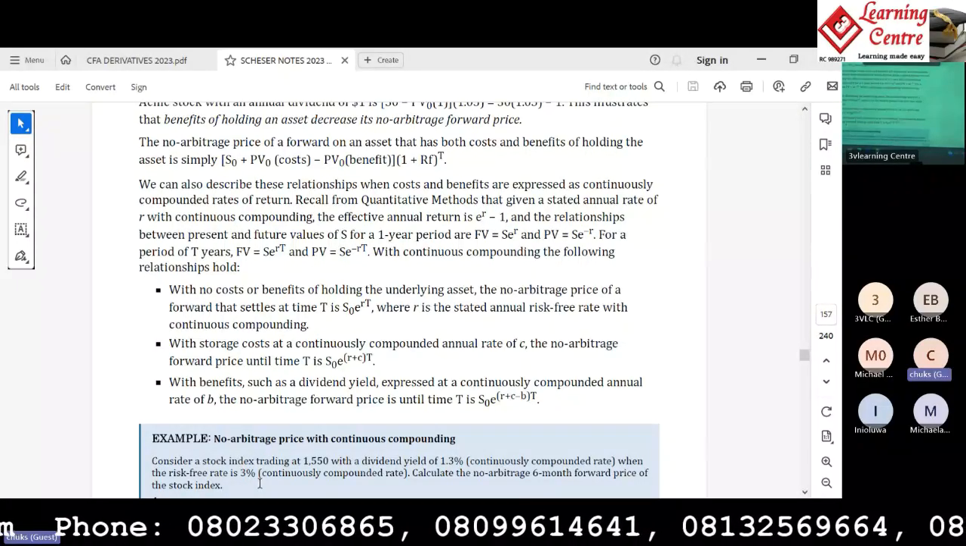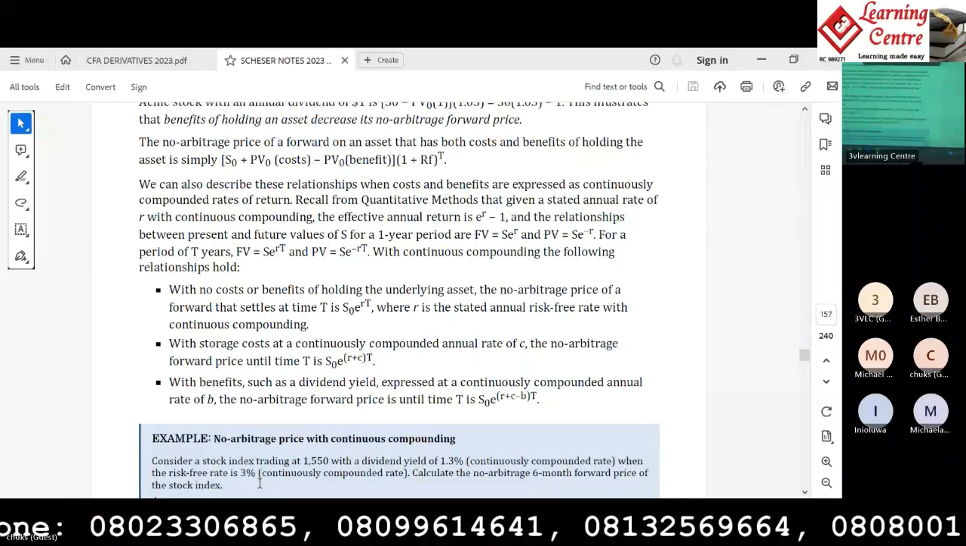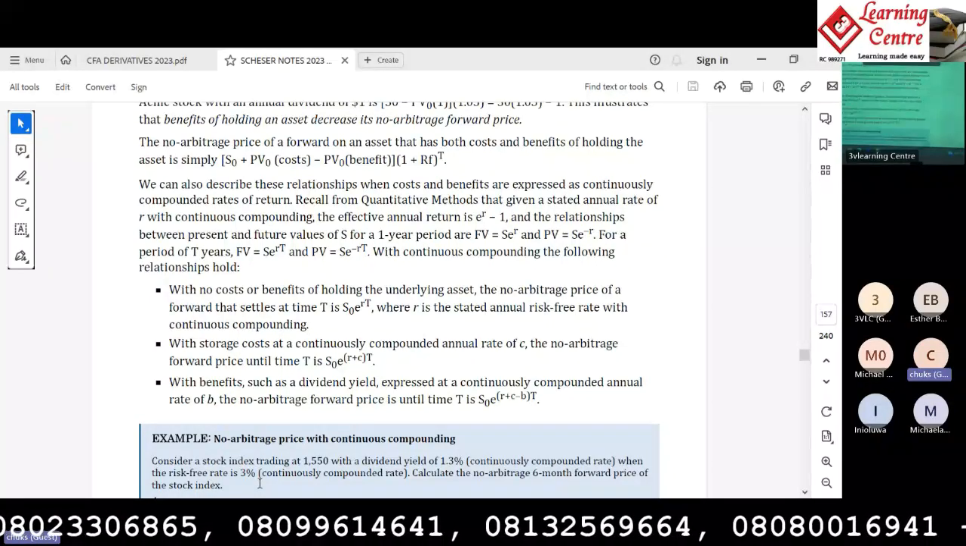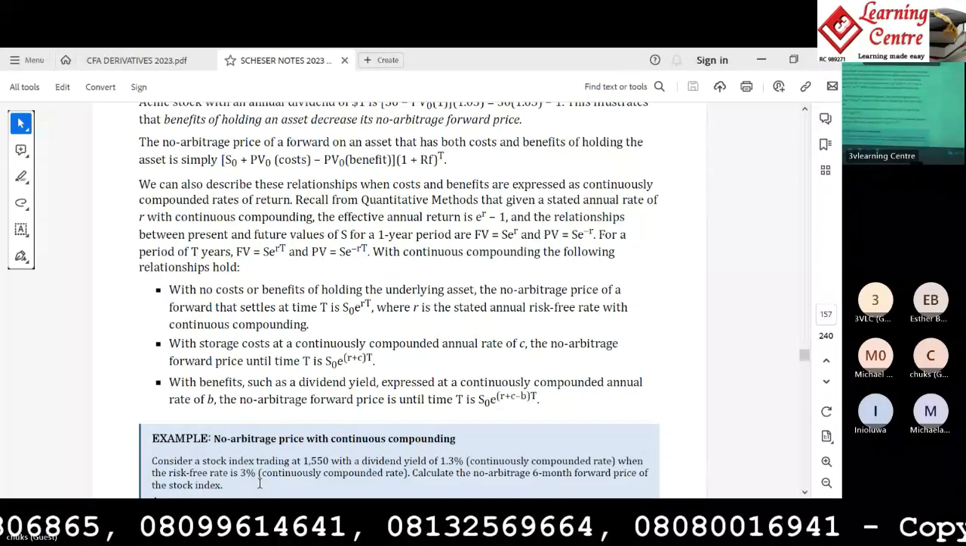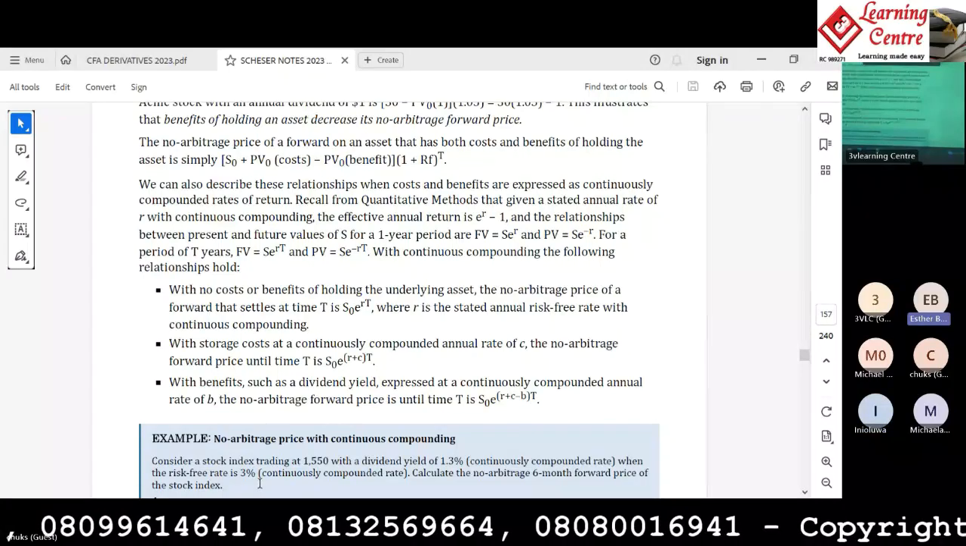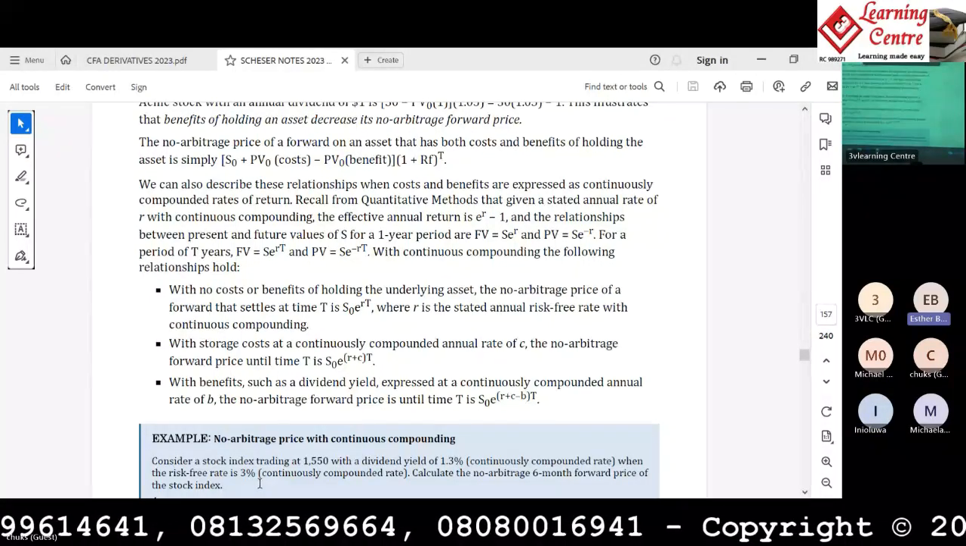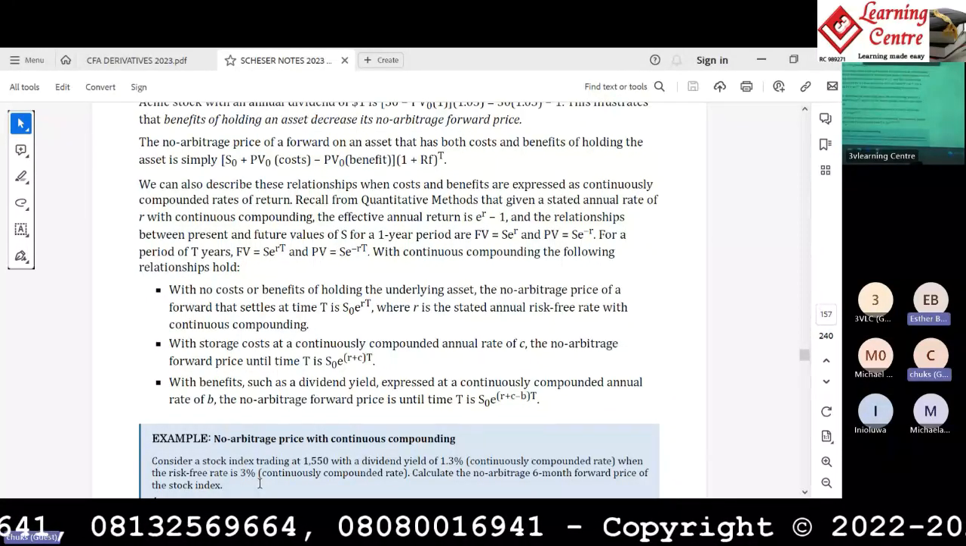So can you guys calculate it? Let me know what your answer is. Sorry, Mr. Chooks, did you say we should compute it without the dividend yield? Is that what you said? Yes, ma'am.